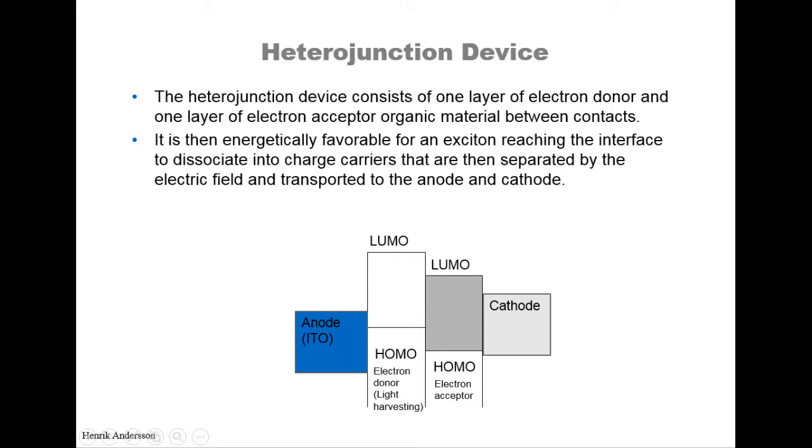The heterojunction device consists of one layer of electron donor and one layer of electron acceptor organic material between contacts. If light is incident on the device and creates an exciton, it is then energetically favorable for an exciton that reaches the interface to dissociate into charge carriers that are then separated by the electric field and transported to the anode and cathode.